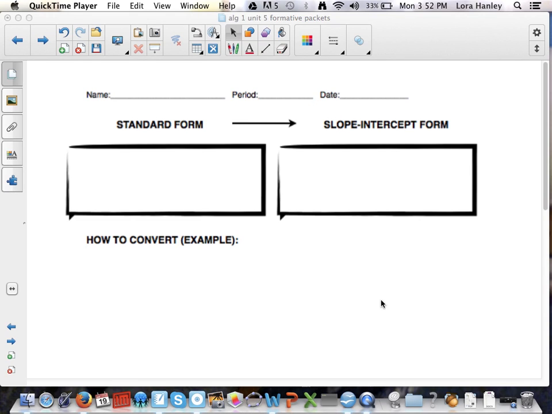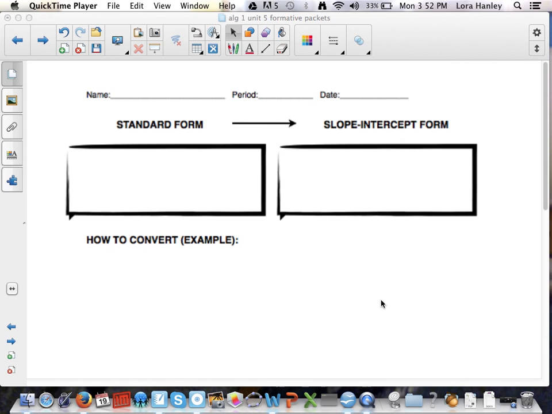change from standard form into slope-intercept form, and from slope-intercept form or point-slope form back into standard form. So we're just converting, we're changing all these different linear forms, and they all represent the same line. However, there's many different ways to look at them.